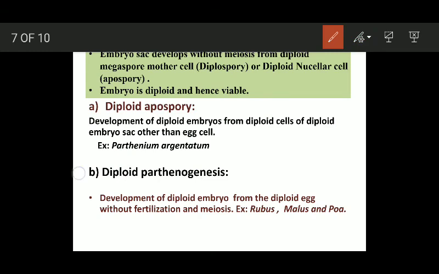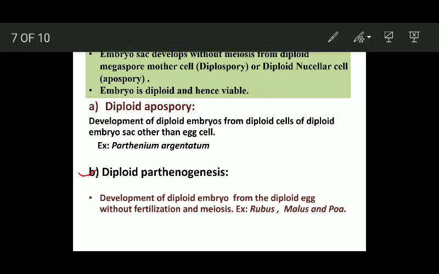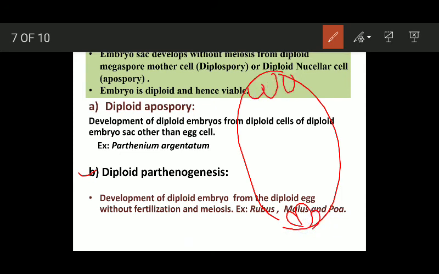Now the second type of this sporophytic agamospermy is diploid parthenogenesis. Here you can see diploid embryo sac, this is diploid egg, diploid synergids, diploid antipodals. Okay, this diploid egg cell gives rise to the embryo, diploid embryo, without fusion, without fertilization and meiosis. This diploid egg cell divides, it gives rise to the embryo, which is diploid, okay, without fertilization and meiosis. And this process has been reported to occur in Rubus, Malus and Poa.